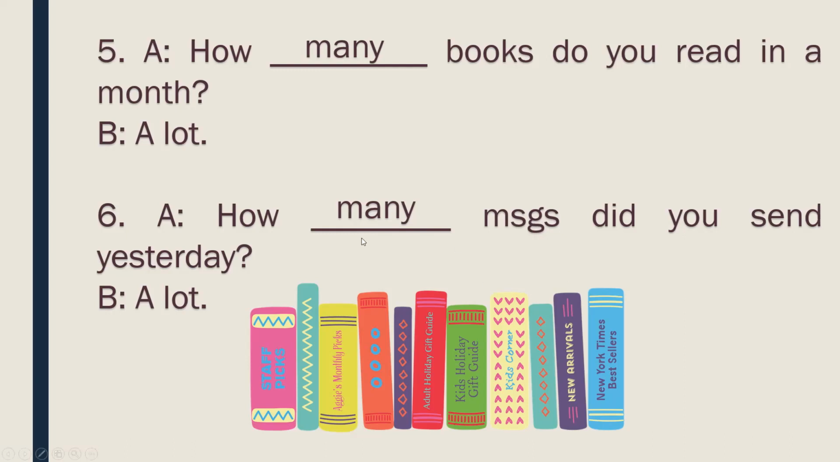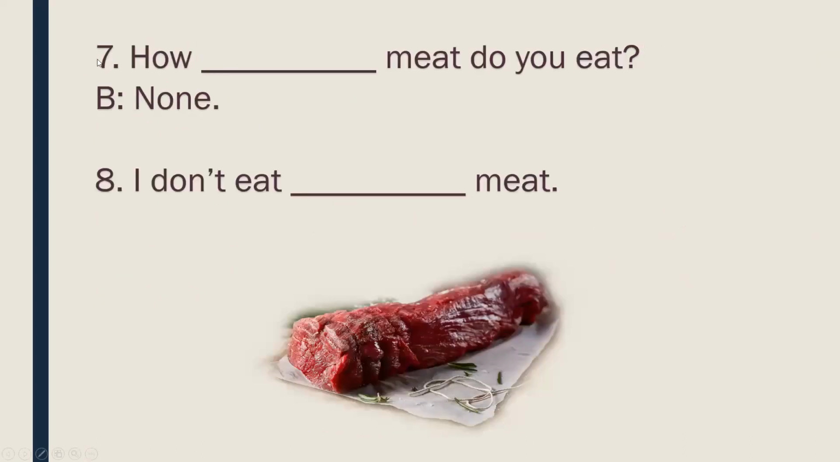All right. So here we have 2 more examples. How many books do you read in a month? How many messages did you send? Okay. All right, people. So you can put one question on a slide, and you can put an image. It's all right. Question number 7. Duda, can you complete that? The word is meat. Uncountable.